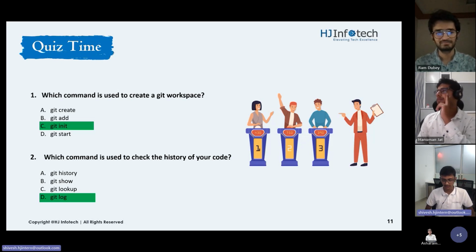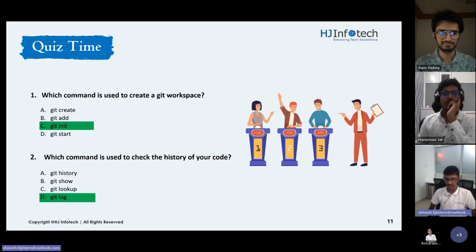And what git log does is it lists all the commits in the history of your code, right? So we use git log for that. And why git lookup is wrong is because we do not have such a command as git lookup in Git commands. So that's why that is the wrong option.